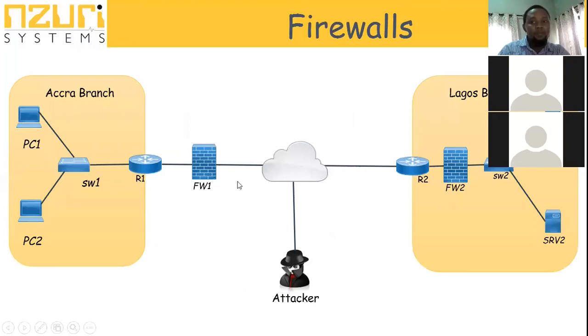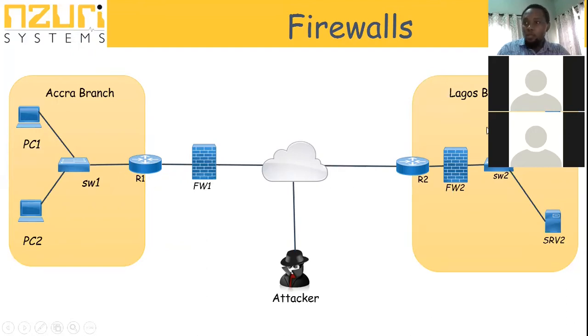You see here, when you come to the Accra branch, this firewall is outside their network. You see where the firewall is? It's after the router. But then when you come to the Lagos branch, this firewall is inside their network. So what that means is, if this attacker is trying to attack anything here, his traffic is not even permitted inside the network, which means the firewall is going to block it. It won't allow it to go through at all.